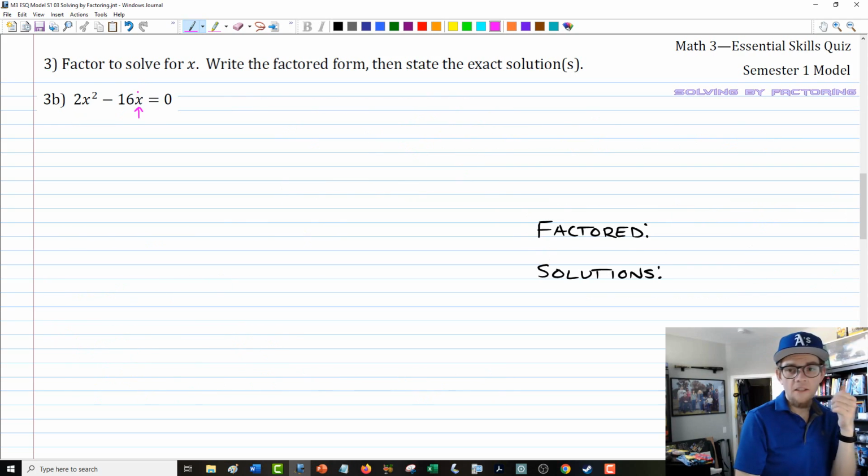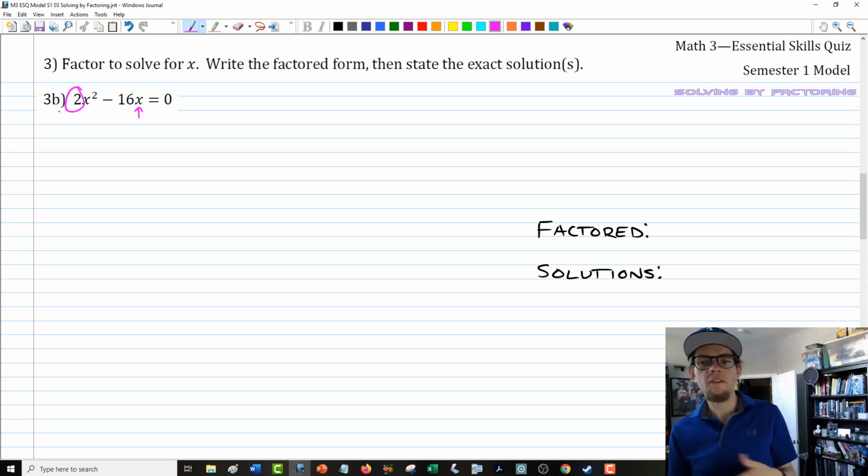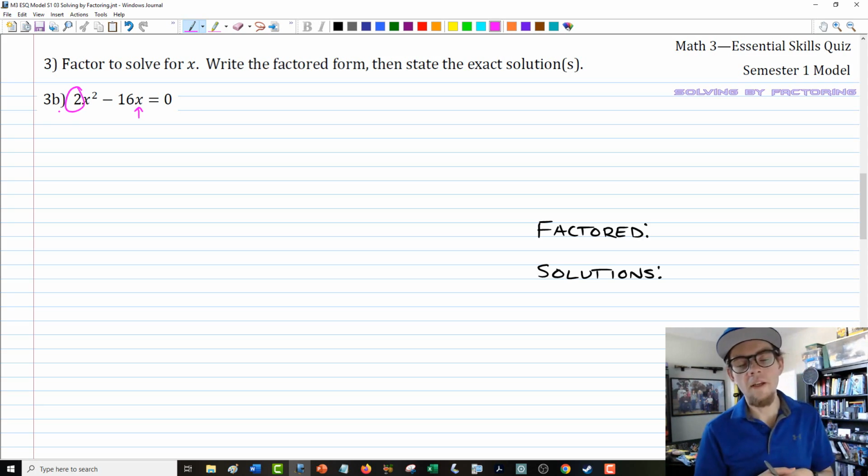Second, although that 16 there might make you think of perfect squares, that 2 in the front is not a perfect square. Now, that 2 at least doesn't necessarily disqualify us from doing a difference of squares, but that x really does.